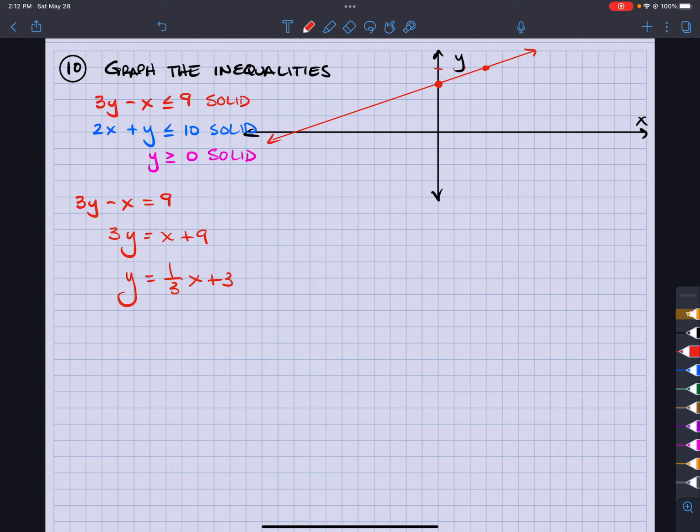All right, and what I can do is test the point 0, 0 because the red line does not cross 0, 0. So I need to put the 0, 0 into the original. Oops, I don't need the whole thing. I just need this part right here. So let's go ahead and test that. So what I'm going to have is 0 minus 0 and see if that's less than or equal to 9. Is 0 less than or equal to 9? And the answer is yes.